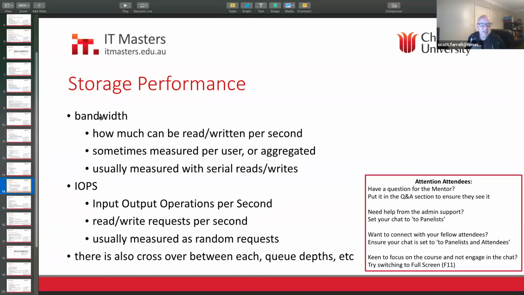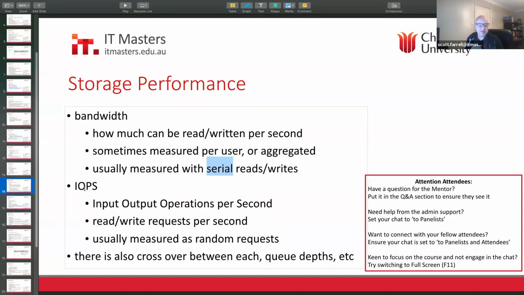But anyway, there are two main performance things we're looking at. One is bandwidth. That's how much can be read or written in a second. Sometimes it's measured per user or aggregated, and it's usually measured with serial reads and writes. So serial, sequential, same sort of word. When you're reading a file from the start to the end, you're usually measuring bandwidth.